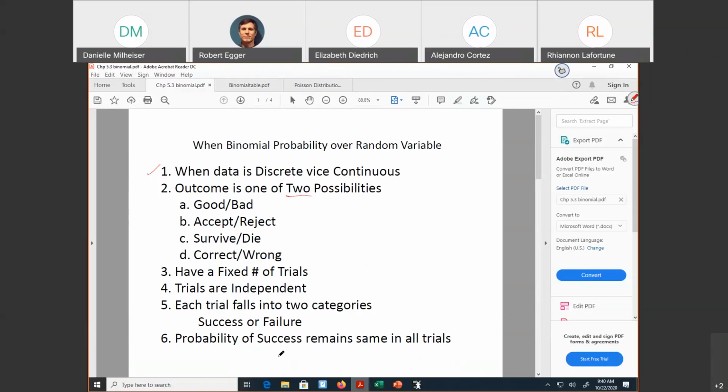A lot of times, like rolling a die, you roll a 5 or not 5. That's a binomial. I'm rolling a die. I either roll a 5 or I don't roll a 5. And of course, the not 5 includes rolling a 1, 2, 3, 4, or 6.